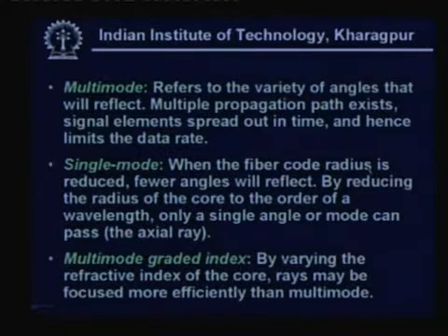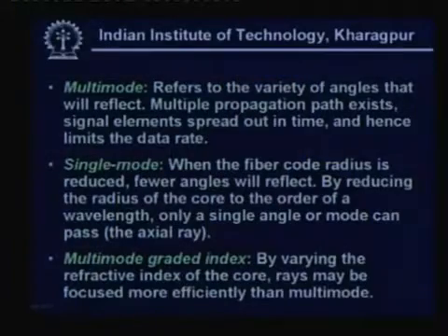First of all, multimode refers to the variety of angles that will reflect. That means in the case of multimode fiber, multiple propagation paths exist. That means a single element spreads out in time and hence limits the data rate. What is happening in this case is that multiple rays will pass through and be reflected at different angles, and as a result the length of the path will be different for different rays. As a consequence they will reach the destination at different times, and that will lead to distortion. That's why it will spread out in time and limit the data rate.